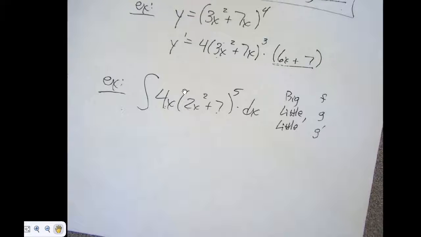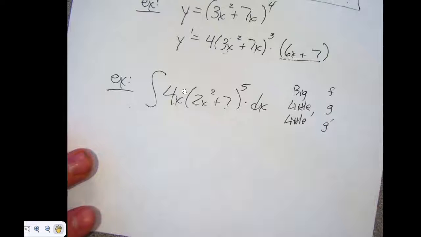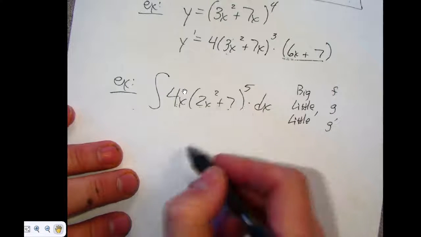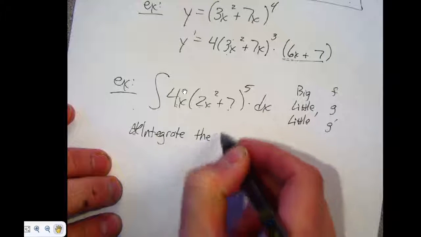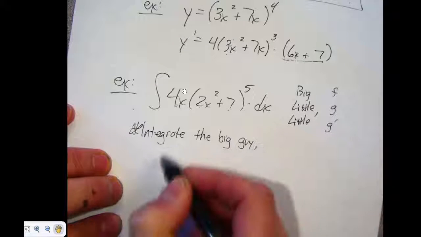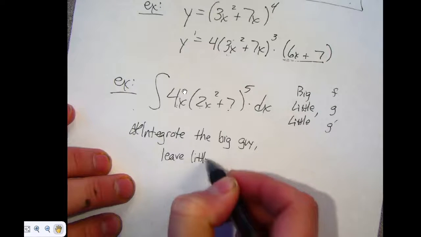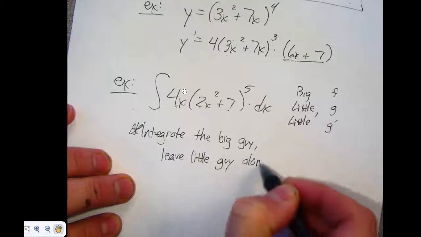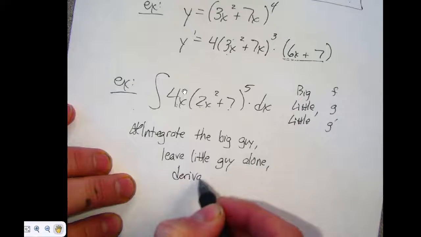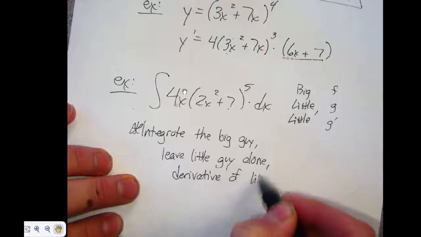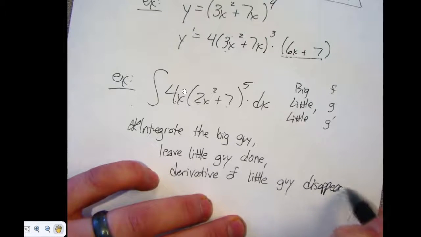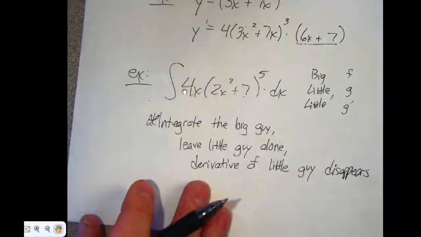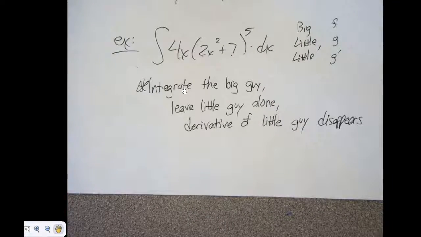We'll have to start kind of tweaking things so it does, which we'll get to eventually too. So here, if I'm going to do this problem, what I'm going to tell you is integrate the big guy. This is my phrasing. Integrate the big guy. You still leave the little guy alone. Derivative of little guy disappears. And that's for the same reason that when I took the derivative, I had to multiply by the derivative of the little guy.